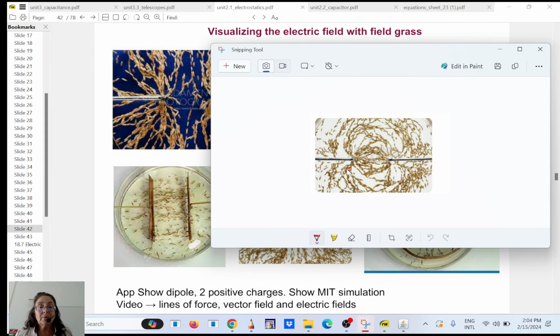What you see here are little seeds. They are not conducting, so they cannot move. If I place a seed like this, it cannot move. But this is plus. However, even though it cannot move, it will twist, because it will be polarized. So this side will become minus, this side will become plus.